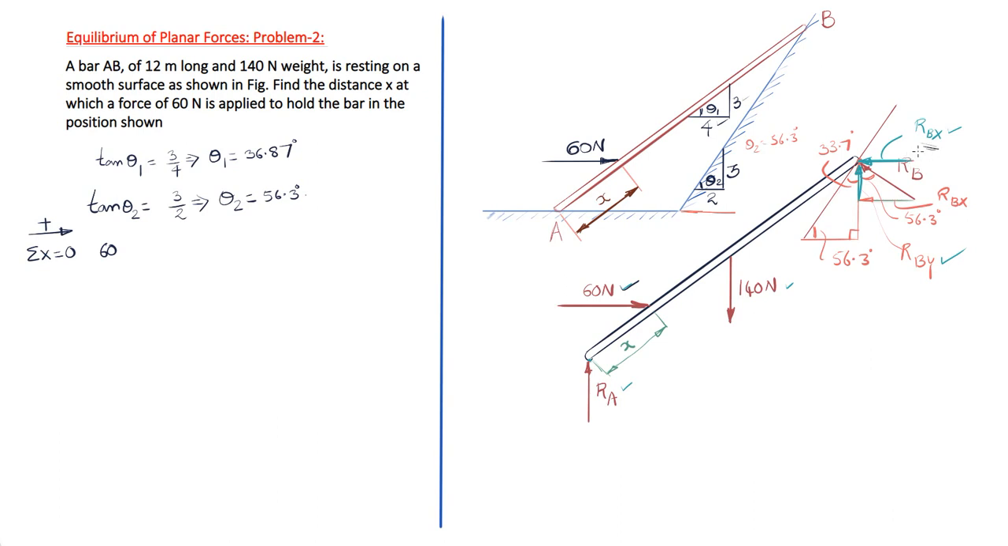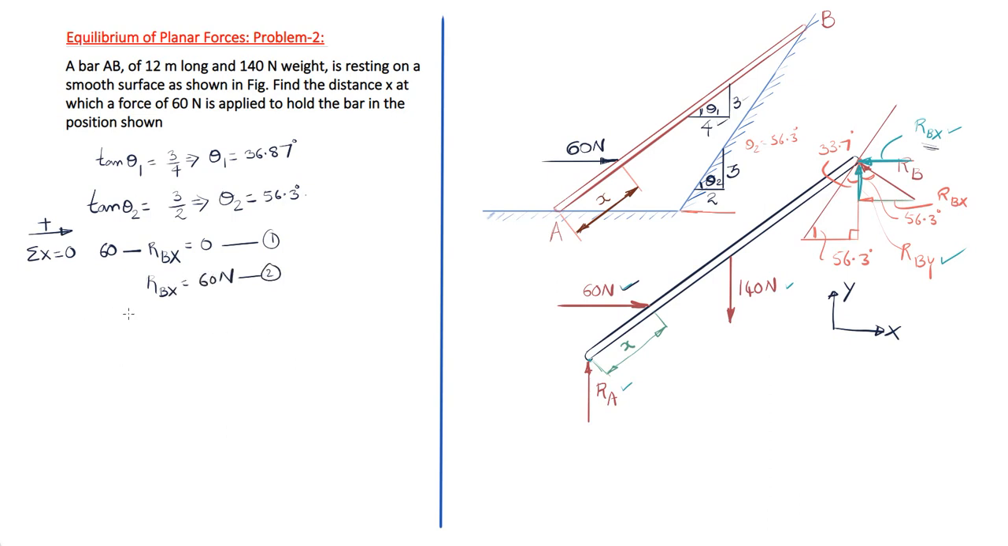is acting in the negative x direction. So let us consider the x and y coordinate system like this. So this is x and this is y. So 60 minus RBX equal to 0, and let's call this equation 1, from which you can easily calculate RBX equal to 60 Newton.